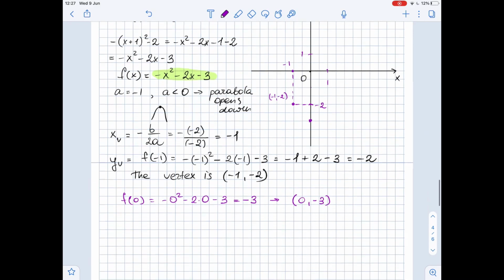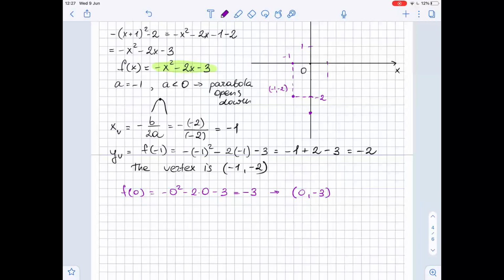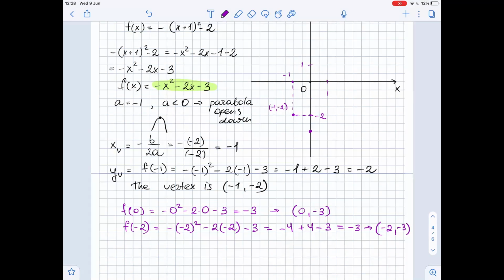Great. Now let's try to find f of negative 2. So f of negative 2 is minus negative 2 squared minus 2 times negative 2 minus 3. So negative 2 squared is 4, so this is negative 4. Here we will have plus 4 minus 3. So this is also equal to negative 3. And we get another point, which is negative 2, negative 3. And it's right here. So this is 0, negative 3, and this is negative 2, negative 3.